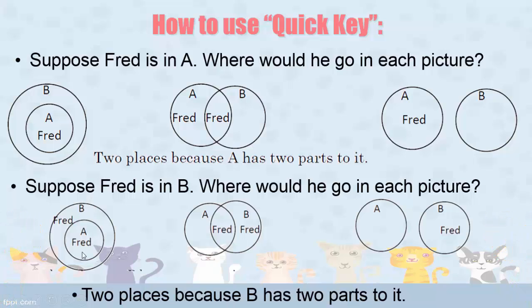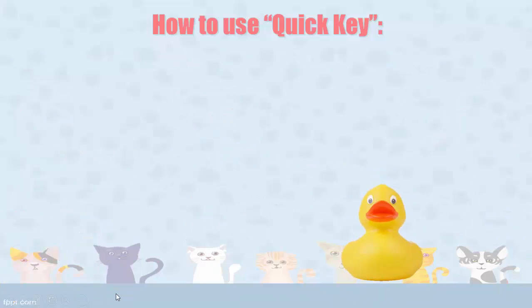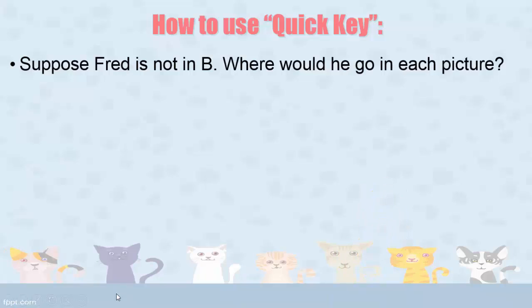So let's look more closely at this one, supposing Fred is in B. We know that Fred is something in B, and we also know that Fred could also be in A, because there are two parts to this. So Fred could be in either A or B. We can only figure it out if we're more specific about what Fred is and what we're talking about in that particular diagram.